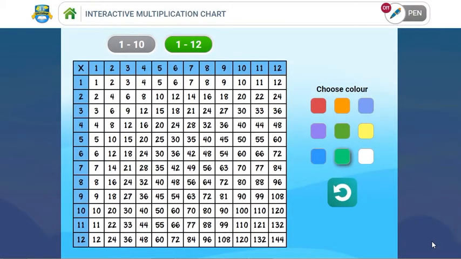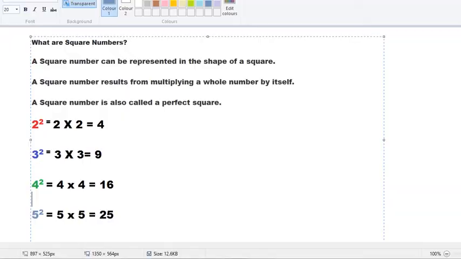The interactive multiplication chart is ideal for representing and explaining the concept of square numbers. So, to the question, what are square numbers? A square number can be represented in the shape of a square, so that's what makes it a square number. It can be represented in the shape of a square. A square number results from multiplying a whole number by itself.